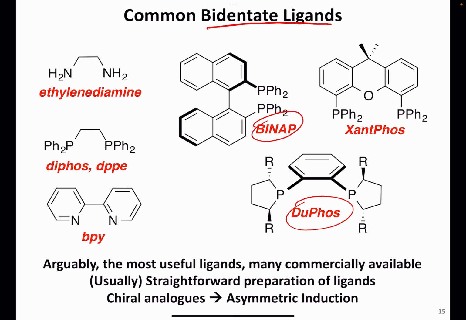induction. BINAP features no chiral centers, but it is axially chiral. It cannot rotate about that C-C single bond. It then leads to a ligand that has no mirror plane, no inversion center, and is therefore chiral.